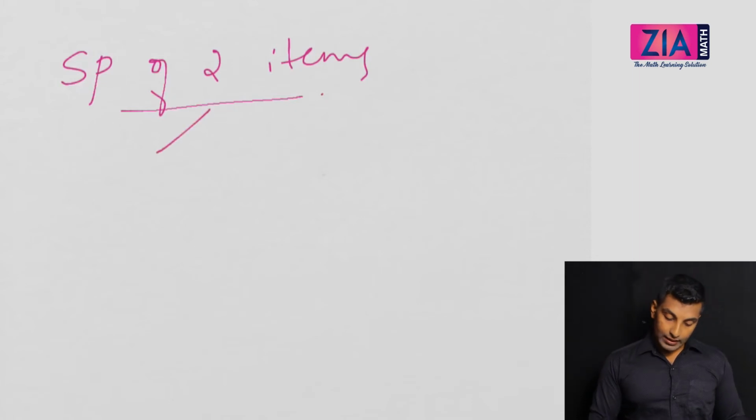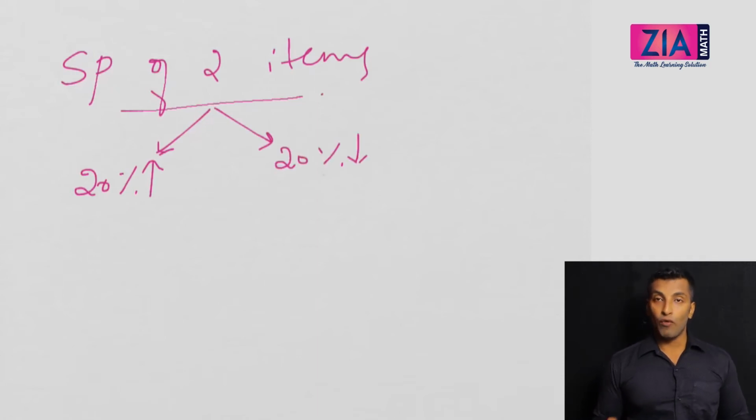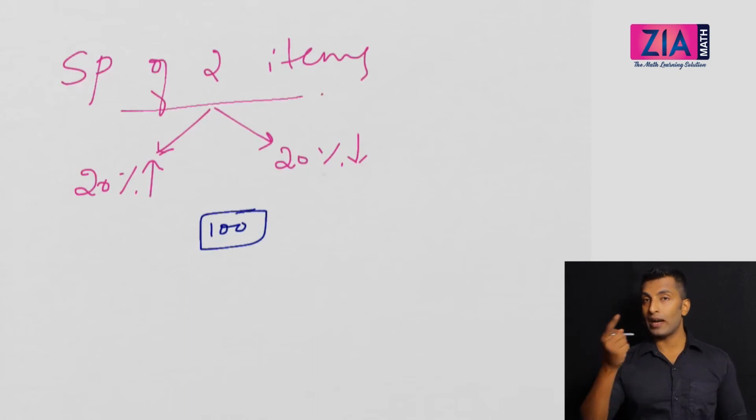Now in this case, one he is selling at 20% profit and the other he is selling at 20% loss. So what is the effective profit or loss percentage? That's the question. If you assume 100 was the selling price of each of the two items, each is sold at 100 rupees, one at a profit and one at a loss.